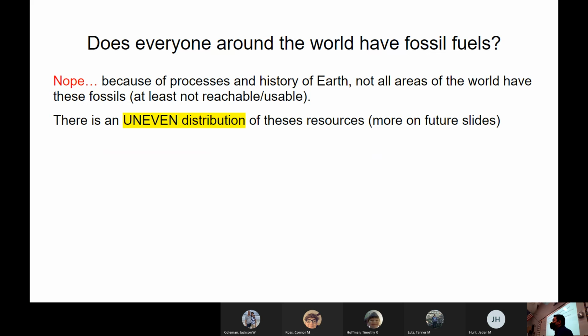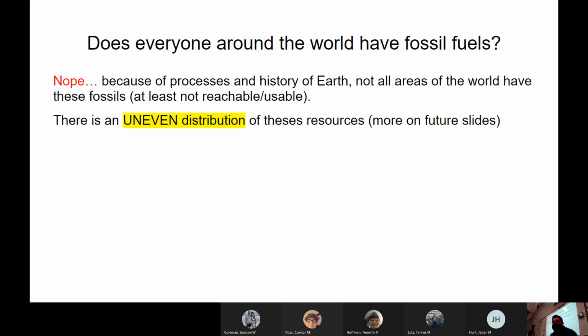And I'll go ahead and give a little spoiler alert for you. The United States is a very fortunate country because we have most of the resources. And that is one reason why we are a powerhouse of the world, because we have resources. We don't necessarily have to rely on other countries, other people.